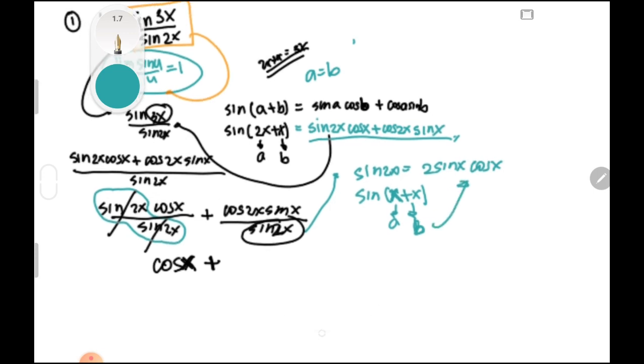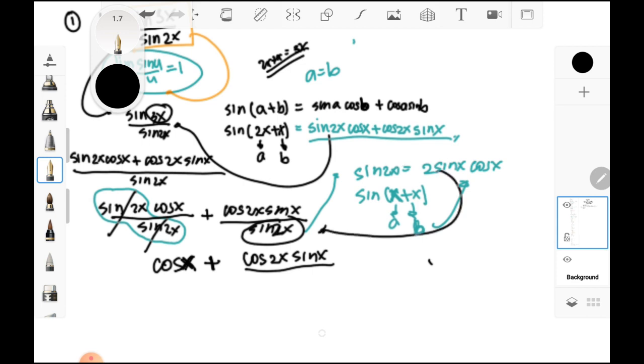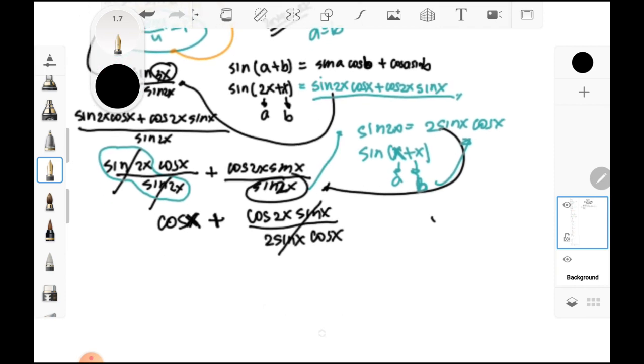So therefore, let us substitute already. We'll have cosine 2x sine x divided by 2 sine x cosine x. Cancelling the sine x, because sine x divided by sine x is equal to 1, we'll have the simplified equation cosine x plus cosine 2x all over 2 cosine x.